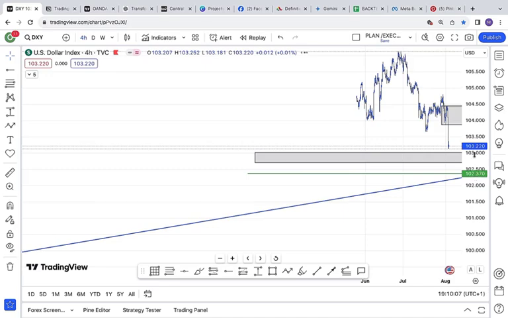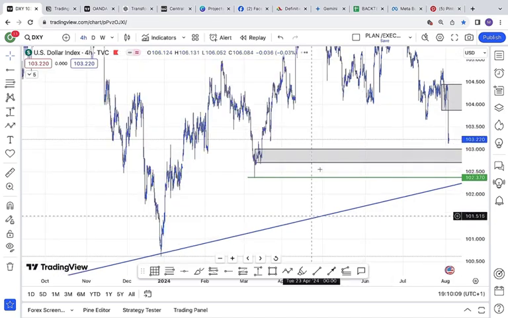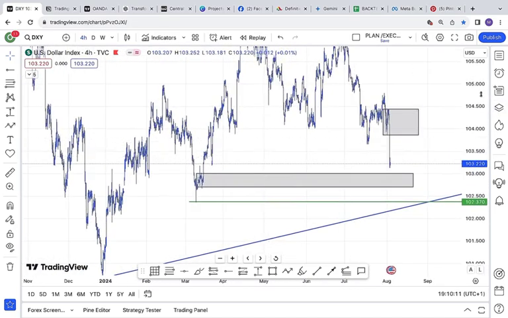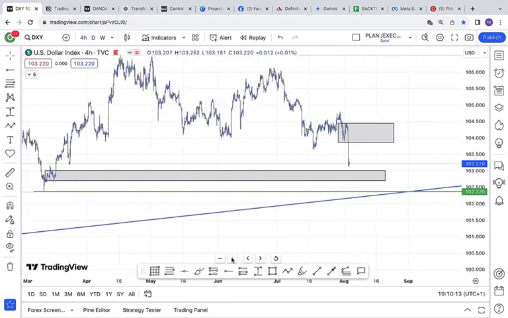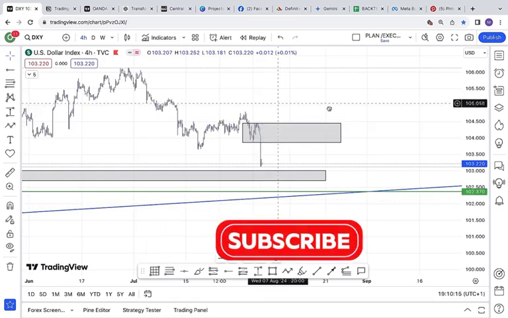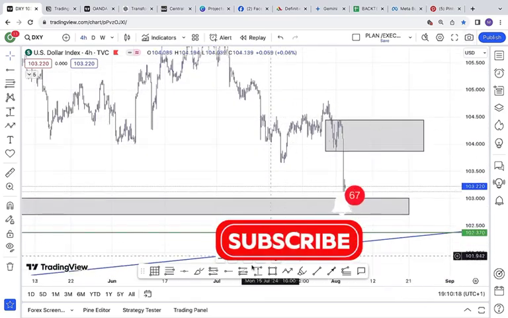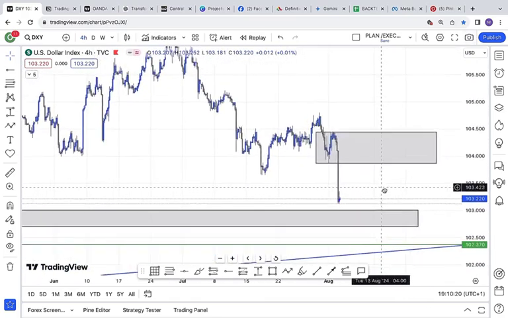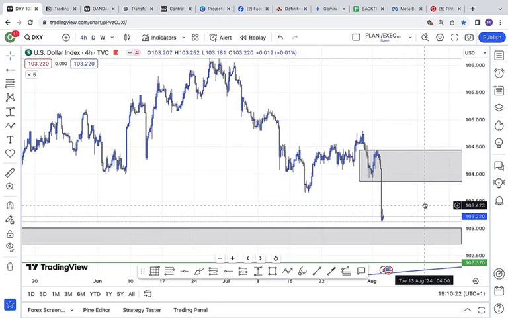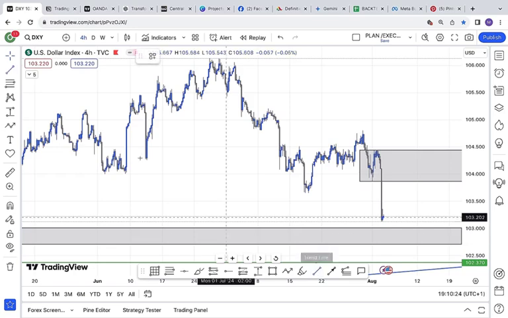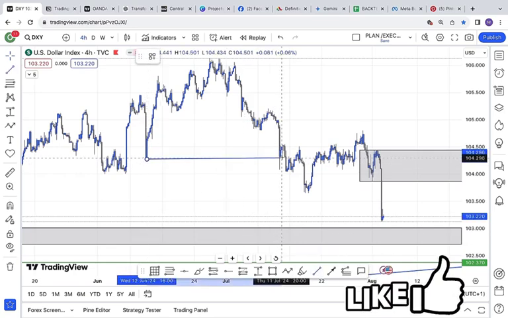On the 4 hour, what are we looking at? Let's analyze the 4 hour together. On the 4 hour, what are we looking at? Okay, price did what? Price took out this low.